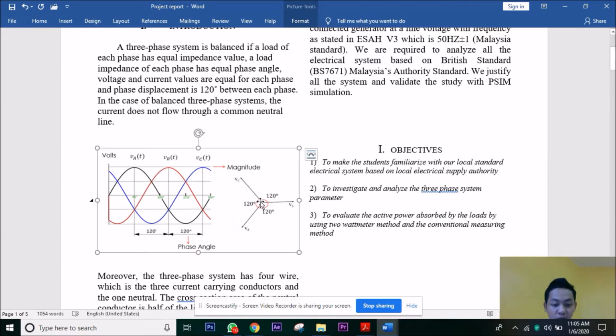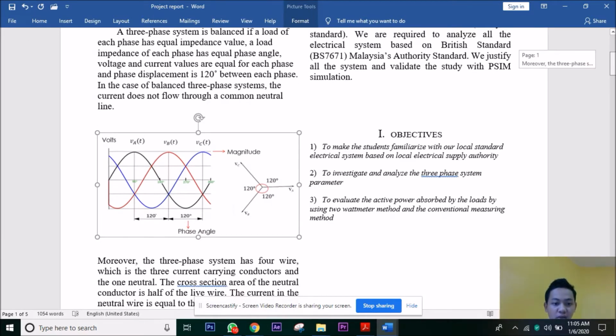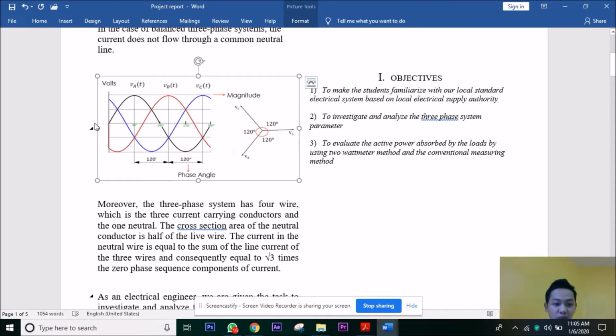So 3 times 120 equals 360. This is the sinusoidal signal which has three phases, the black, blue and the red. Moreover, the three-phase system has four wires, which are the three current-carrying conductors and one neutral. The cross-section area of the neutral conductor is half of the live wire. The current in the neutral wire is equal to the sum of the line currents of the three-phase wires, and consequently equal to 3 times the zero-phase sequence component of current.